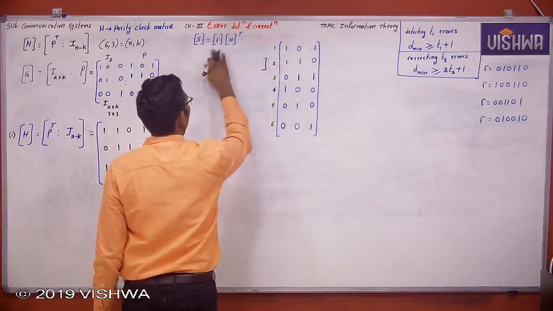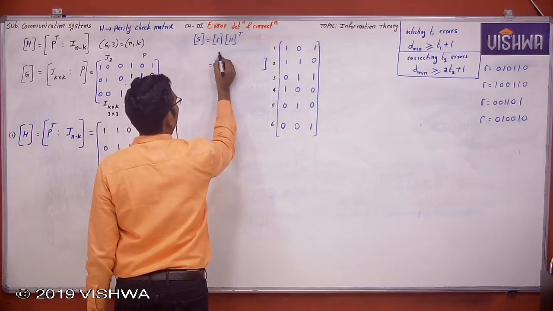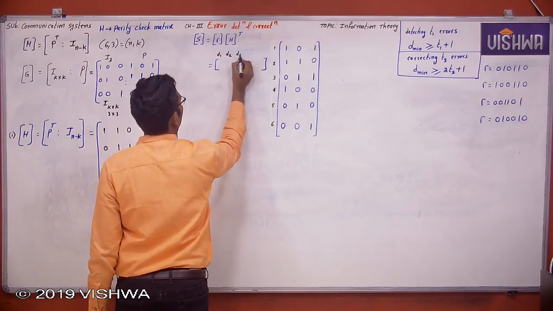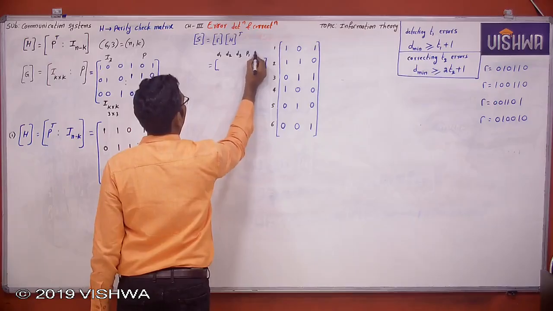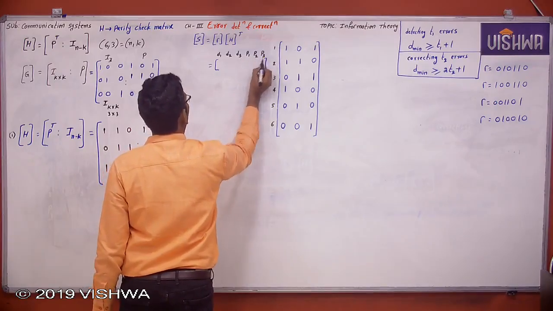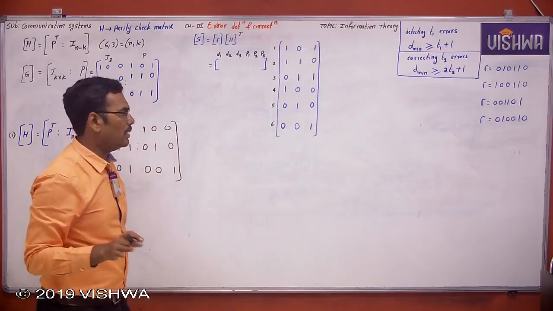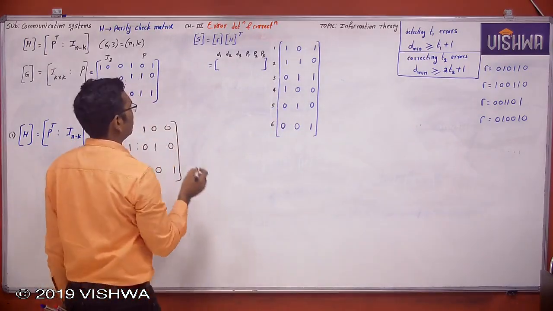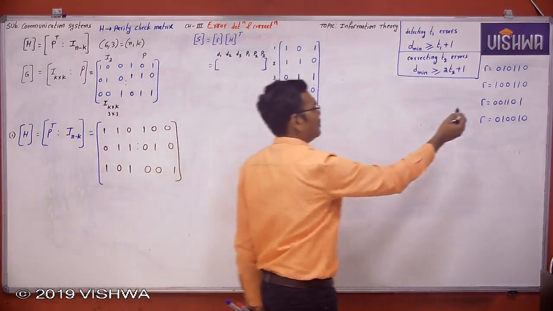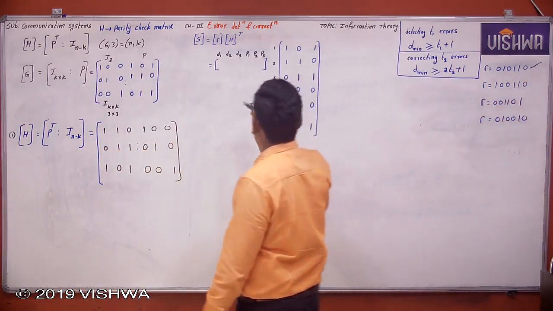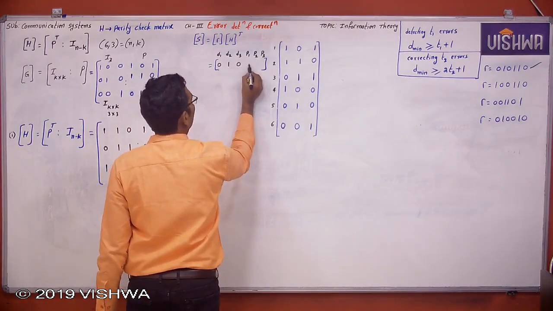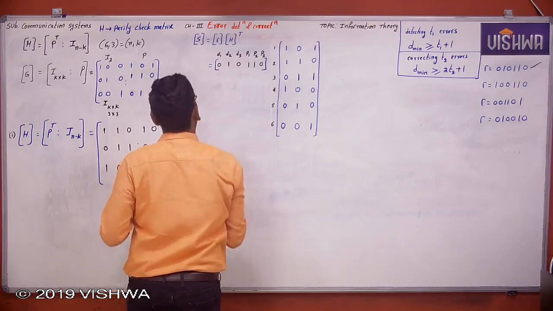Now in the received code also, the bits are D1, D2, D3, P1, P2, P3, because the total code length is 6. The first 3 are data bits, and the next 3 are parity bits. Now we will take the first code. What is the first code? 0, 1, 0, 1, 1, 0.